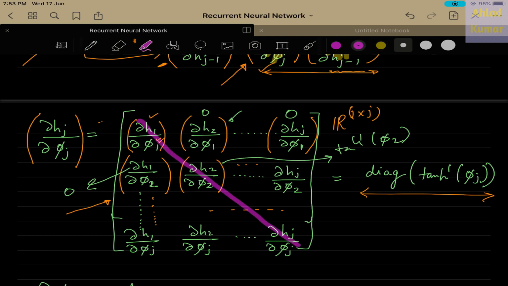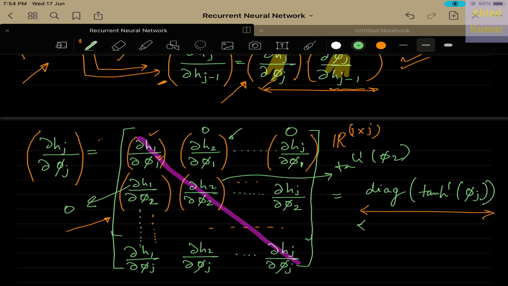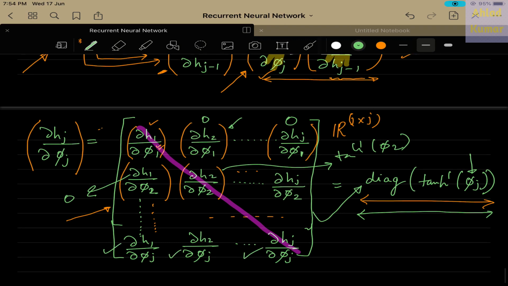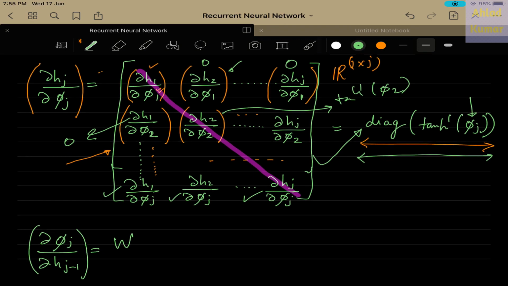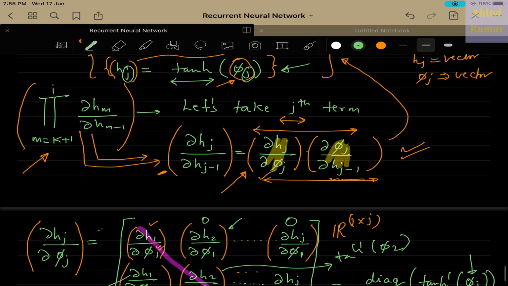So that's why we are representing it by this expression, which is diagonal tanh derivative of phi j. So it will be the diagonal of the tanh derivative evaluated at phi j. This is basically the result of this matrix when each of these individual derivatives is evaluated. And how about this expression? This expression is actually the one which we are trying to evaluate.